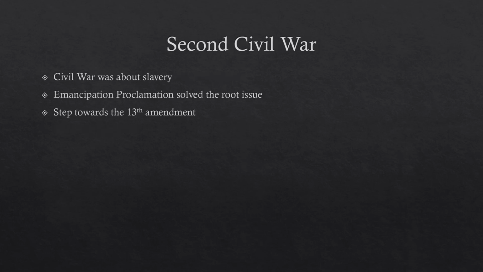Aside from aiding the Northern war effort, another goal of the Emancipation Proclamation was to reduce the odds of there being another civil war in the future. At the end of the day, the primary reason for the Civil War was slavery. Lincoln understood this, and he knew if he didn't abolish slavery, tensions over slavery would have risen again and ended in another war. The proclamation was therefore really just a step towards the 13th Amendment in an attempt to avoid another war.